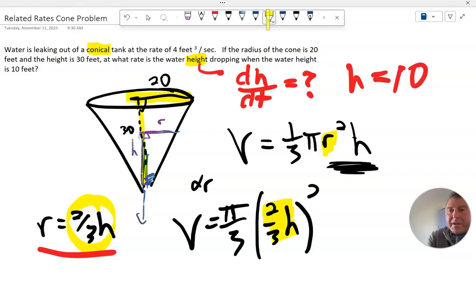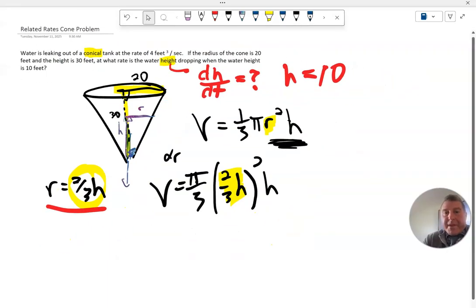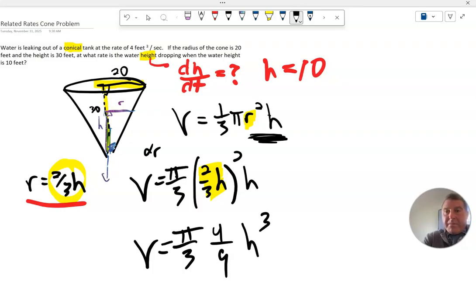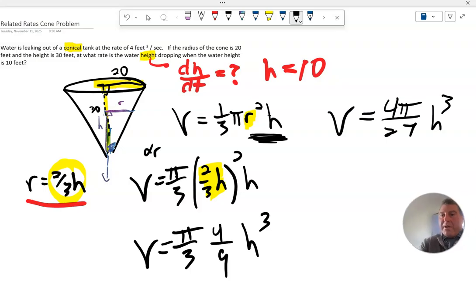This is a not constant, but constant relationship between the radius and the height of the cone in this case, squared, because that radius is squared, times another height. Or when I clean that up, I'm going to get volume is pi over 3. When I square 2/3, I get 4/9. When I square h, I get h squared times another h, h cubed. Or, here it comes, volume ends up being 4 pi over 27 h cubed.